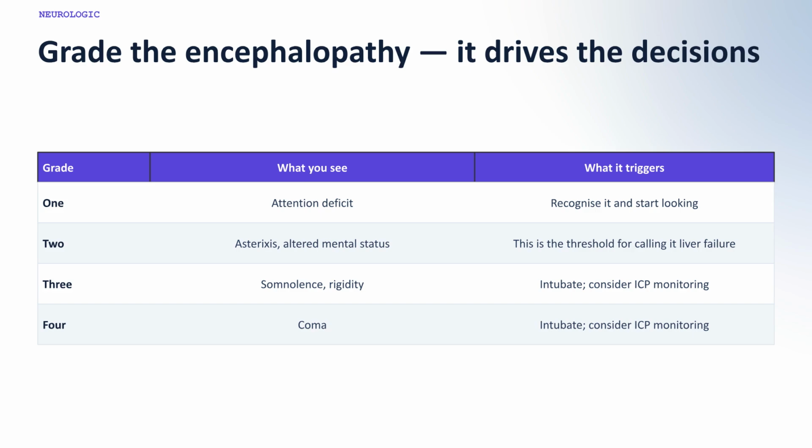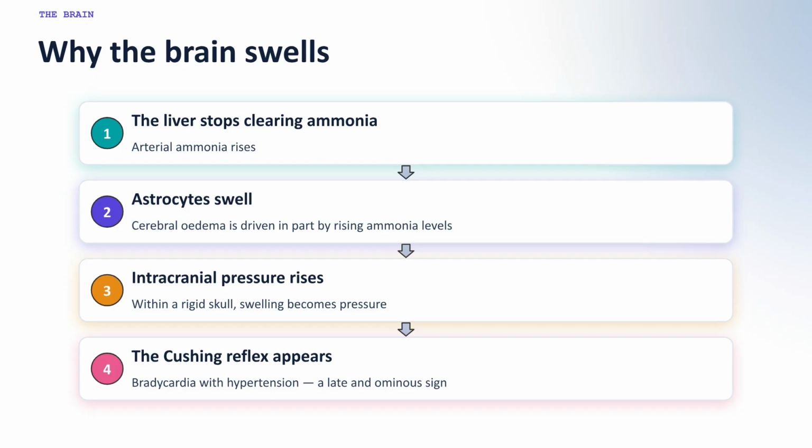Grade the encephalopathy every time you see the patient. Grade 1 is an attention deficit, subtle, and easily missed. Grade 2 is asterixis with altered mental status. That is the threshold at which acute liver injury becomes acute liver failure. Grade 3 is somnolence and rigidity. Grade 4 is coma. And grades 3 and 4 carry 2 specific actions. Intubate the patient, and consider intracranial pressure monitoring. The grade is not a description. It is a trigger.